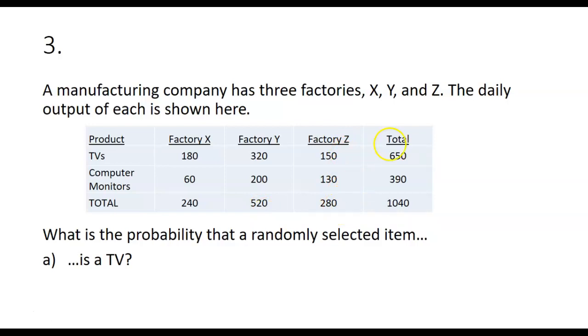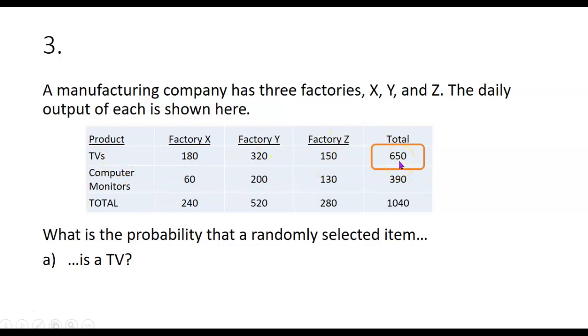Now, on the actual test, I might already give you these totals. They might already be added up for you, or I might not. You might have to add them yourself. So watch out. Pay attention to what's there. You might have to add it together yourself, or it might already be done for you. Now, here come the questions. What is the probability that a randomly selected item is a TV? So look at how many ways that could happen.